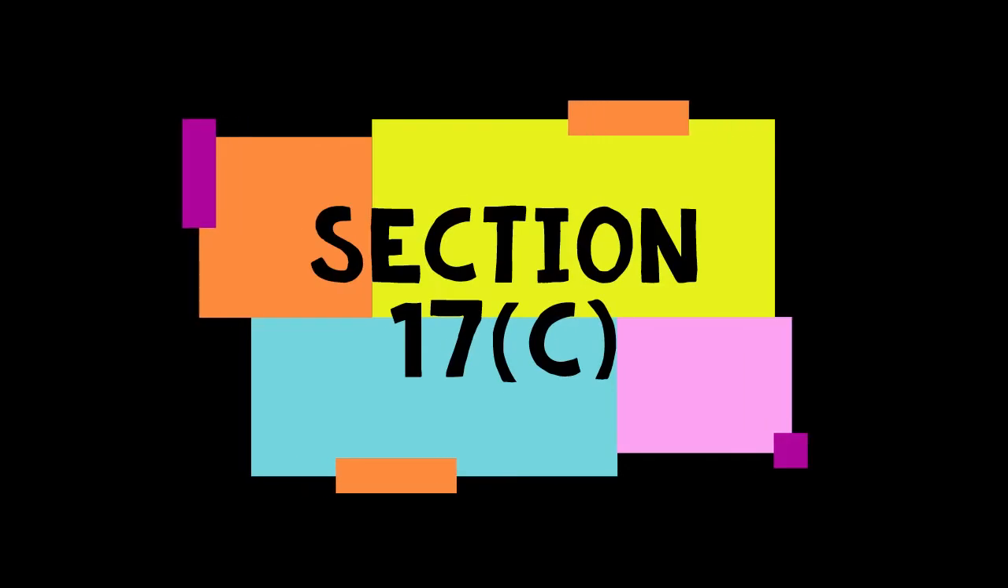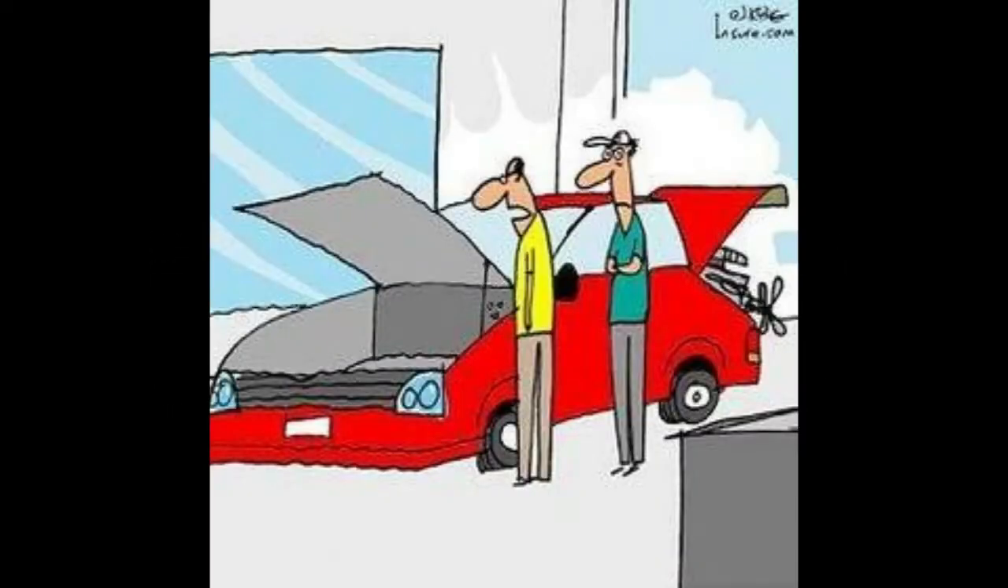Section 17, clause c. When A makes a promise without intention of performing it. Situation 3. A promised to repair B's car for RM500, whilst A has no expertise to repair the car. A made a promise without intention of performing it.